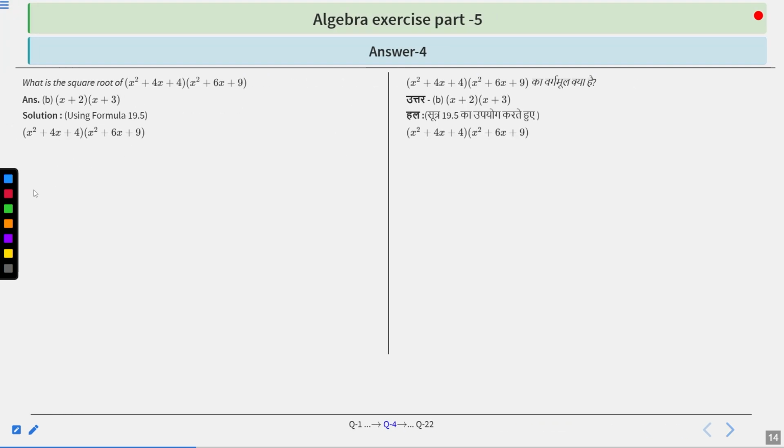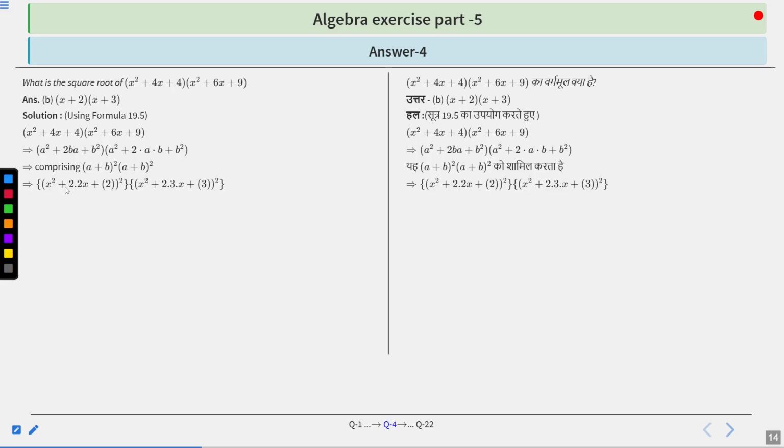So we are going to use formula 9.19.5 to solve this question. x square plus 4x plus 4 into x square plus 6x plus 9. a square plus 2ab plus b square into a square plus 2 into a into b plus b square. So this comprises a plus b whole square and a plus b whole square. It means that the given expression was in the form of a plus b whole square into a plus b whole square.